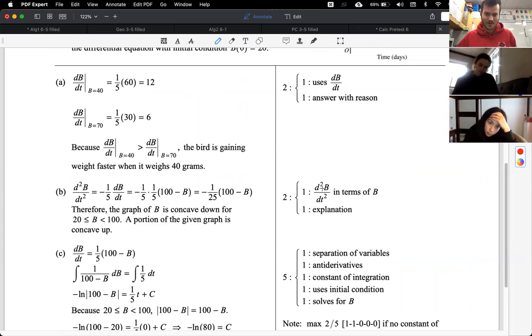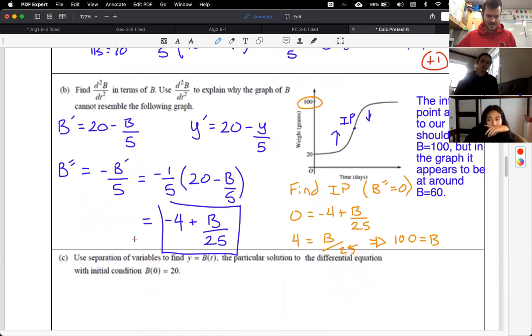So you get 1 point if you found the second derivative, and they do the second derivative. Oh, they factored out both of the 5s. You had a -1/5 and a +1/5. But if you distribute this, you'll see, oh yeah, that's going to be -4 plus b over 25, which is exactly what we got. So plus 1 point, we found the second derivative.